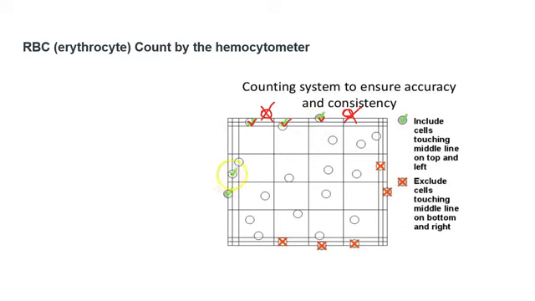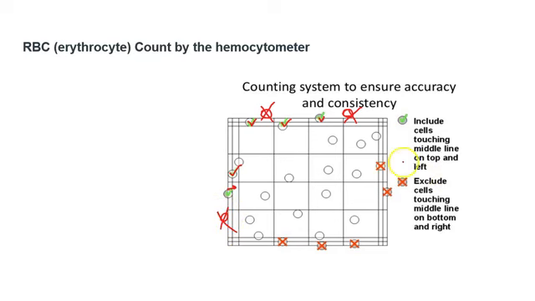And also for the left edge, look at this. It's touching the midline. We're going to count it. It's touching the midline, touching the third line, but still it's found here. We are going to count it. But again, if there is one touching the third line but found on the other side, we are not going to count them.